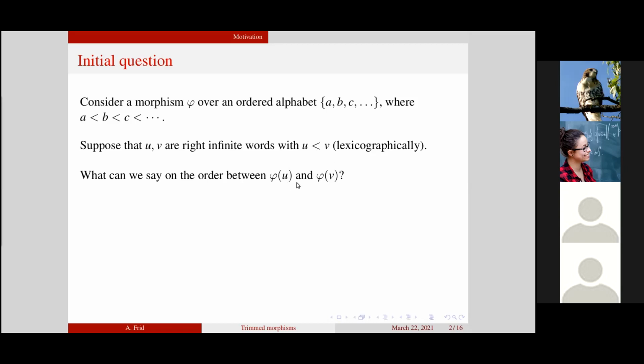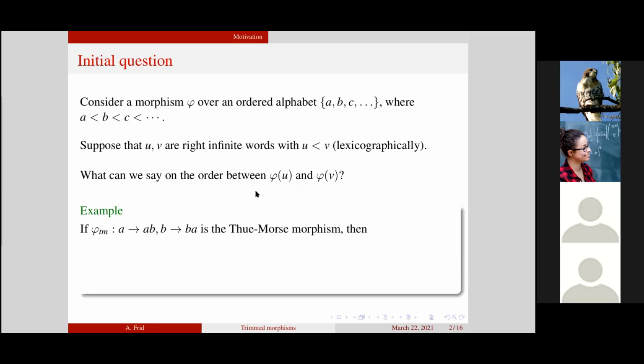So it is very well when the order is preserved. Like, for example, for the two morphism, if you can prove that if one word is less than the other, then the images are in the same order. So it is not a serious result. We can see it more or less instantly.